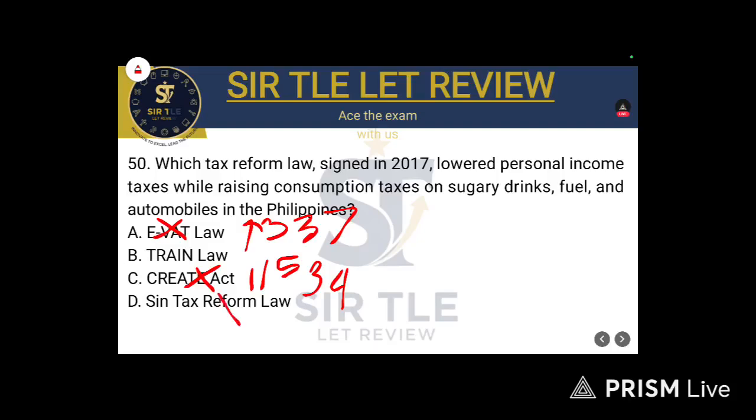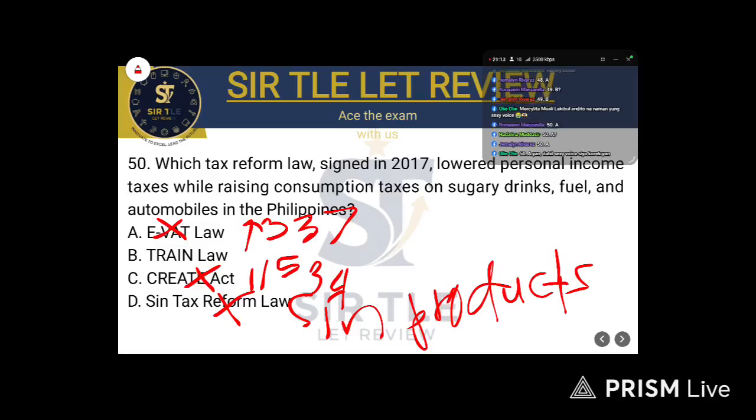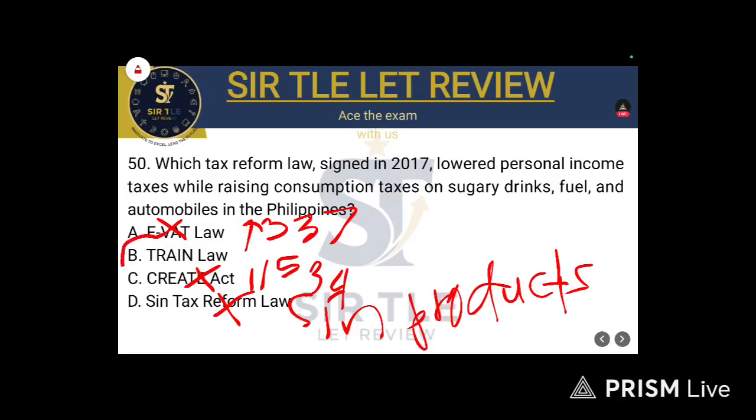Tax reform law, this is wrong. This is the one where they increase the taxes on sin products. You might be asked about it in the board exam. An example of sin products are alcoholic drinks, cigarettes, and tobacco. The answer here is letter B, the TRAIN law.